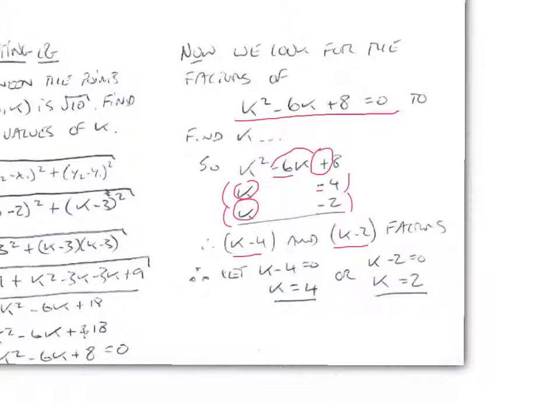And we simply let them equal to 0 because that's what we have here in our expression. So if we let k minus 4 equal 0, k must be equal to 4. Or if k minus 2 equals 0, k must be equal to 2. And these are the two values of k for the solution to this problem.